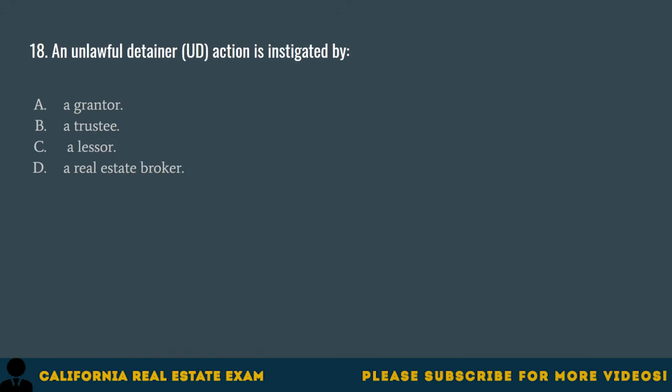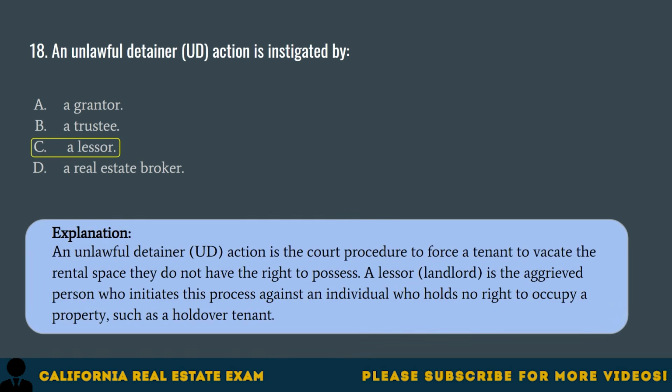Question 18. An unlawful detainer UD action is instigated by A. a grantor, B. a trustee, C. a lessor, D. a real estate broker. The correct answer is C. a lessor. An unlawful detainer UD action is the court procedure to force a tenant to vacate the rental space they do not have the right to possess. A lessor, landlord, is the aggrieved person who initiates this process against an individual who holds no right to occupy a property, such as a holdover tenant.